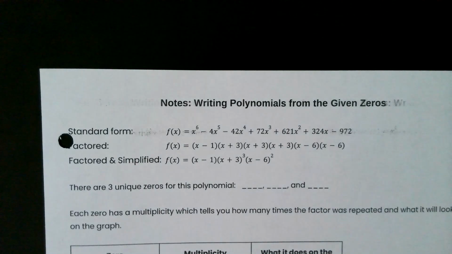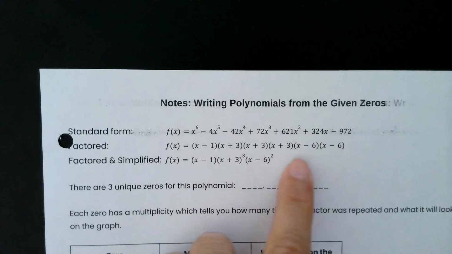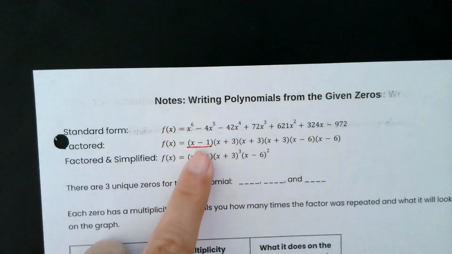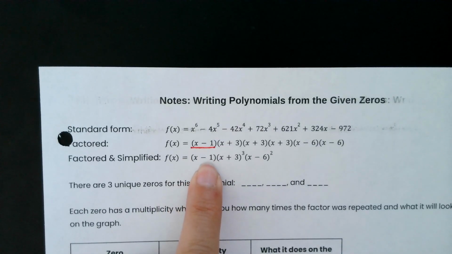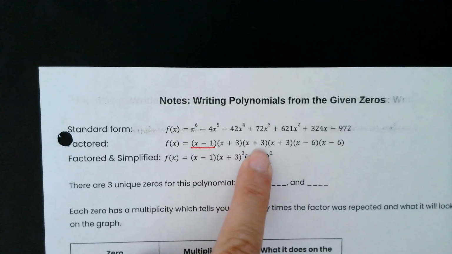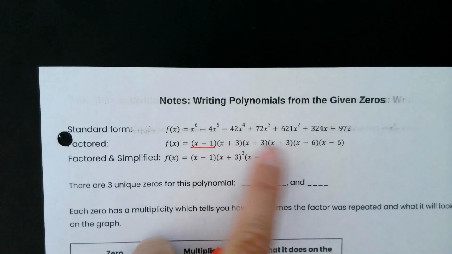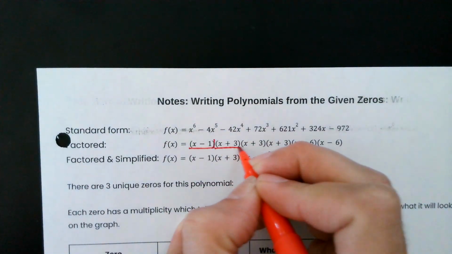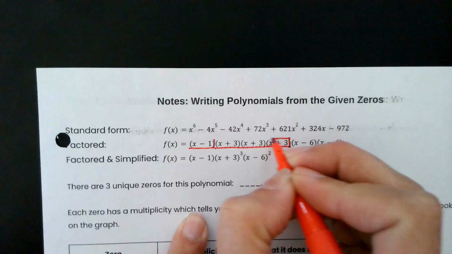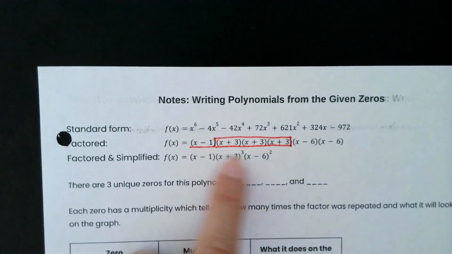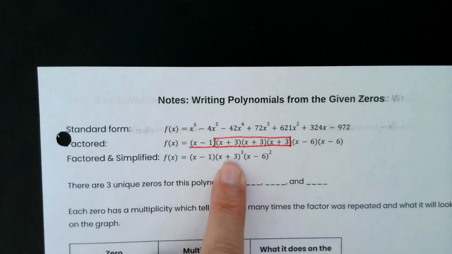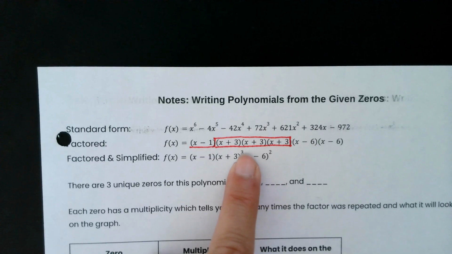Now, there's actually only 3 different factors here. There's an x minus 1, and you see I wrote that again down here. And then there was this x plus 3 factor that actually occurred 3 different times. When you multiply something times itself 3 times, that's the same thing as saying it's cubed. So instead of writing it out all these times, you can just write it as x plus 3 to the 3rd power.